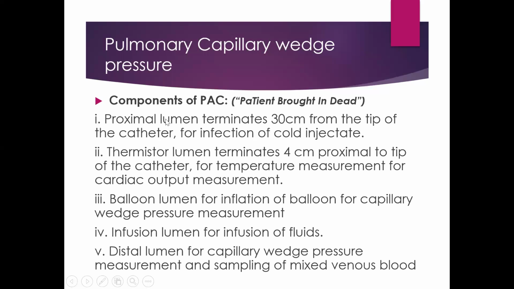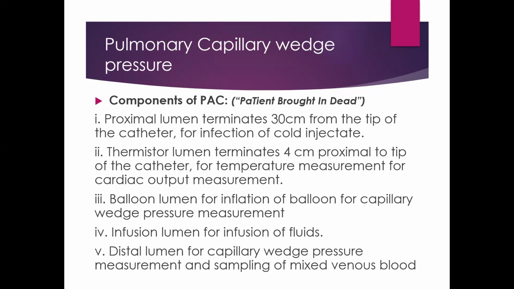The first lumen is the proximal lumen. This terminates about 30 centimeters from the tip of the catheter, and the proximal lumen is used for injection, not infection, injection of your injectate. And we're going to see that as we move on in cardiac output measurement.